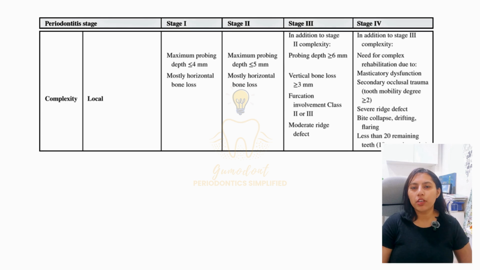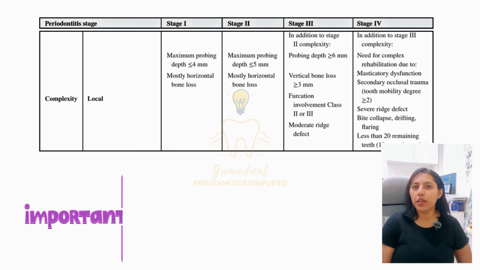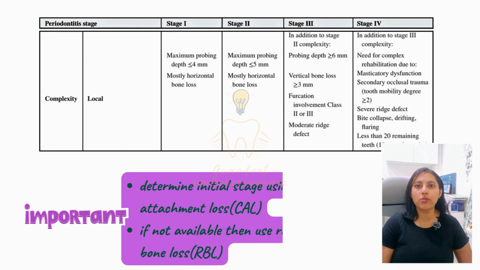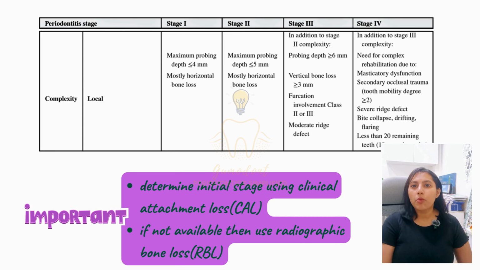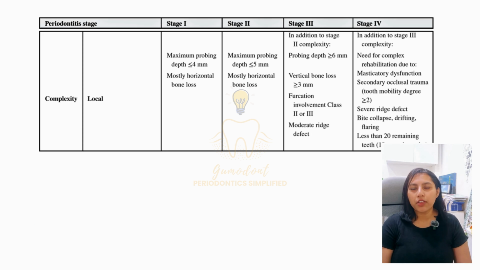Now, the second component is complexity, and this is what makes the 2017 classification more clinically meaningful. Because treatment difficulty is not determined only by attachment loss, it also depends on factors such as deep periodontal pockets, vertical bone defects, furcation involvement, tooth mobility, ridge defects, occlusal dysfunction, and bite collapse.